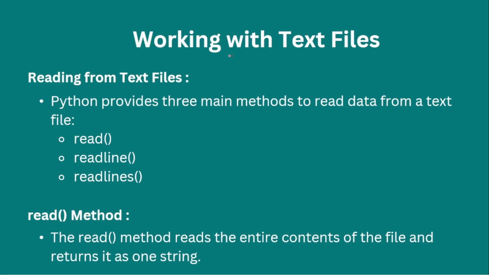Next is working with text files. So, reading from text files. Python provides three main methods to read data from a text file: read, readline and readlines. Okay, these are three methods to read data from a text file. The read method reads the entire contents of the file and returns it as one string. So it will read all the content of the file at once using the read method.